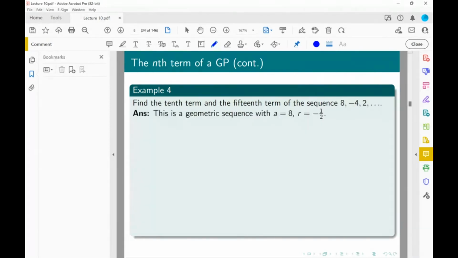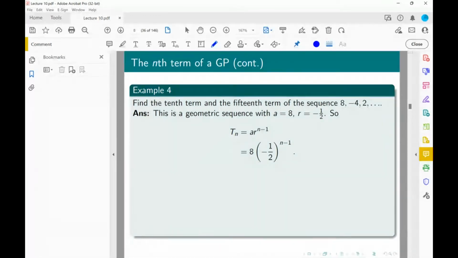So let's use those ideas. It's a geometric sequence, a is 8 and r is minus a half. So we're given the general nth term form a times r to the n minus 1, which in this case is 8 times minus a half to the n minus 1. So be careful, this minus should be inside the bracket, because it alternates sign here. You could potentially simplify this a little bit, but in this case it's probably just easier to substitute the values in because we're just after the 10th and 15th terms.